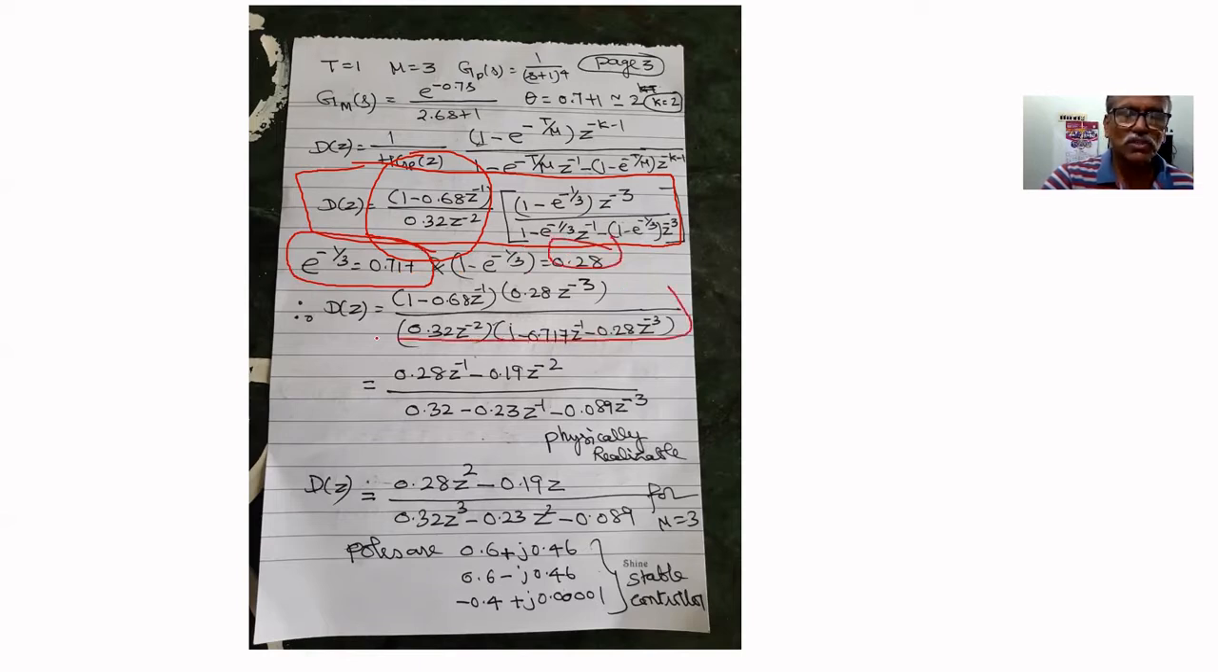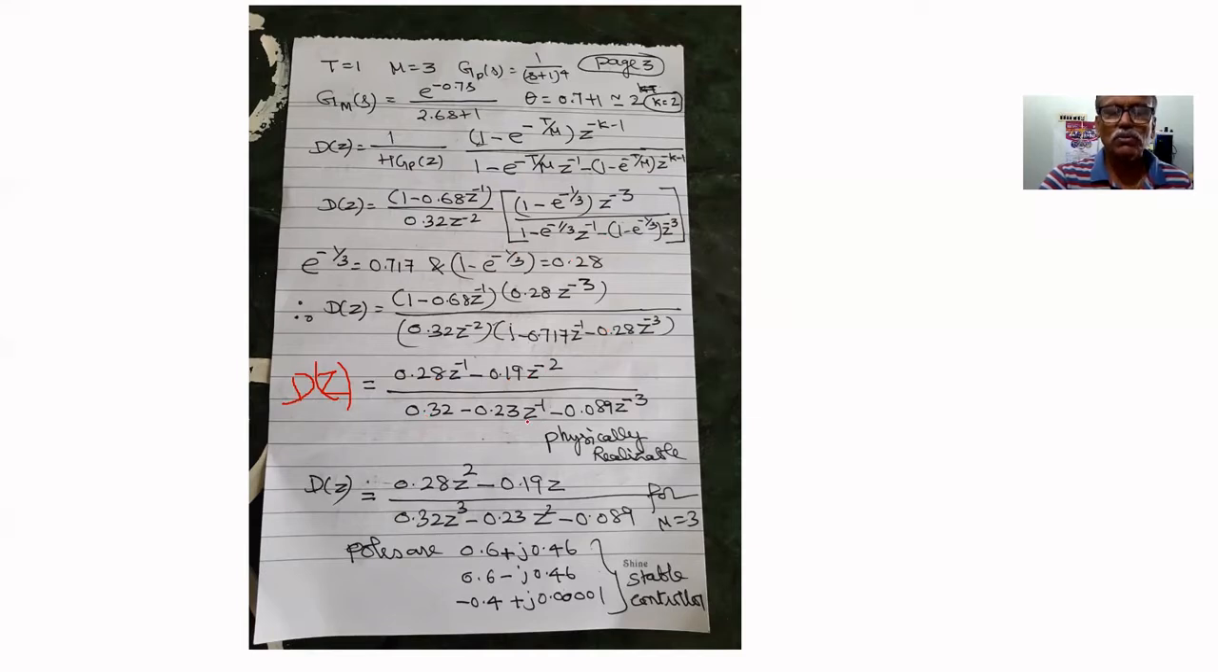Substitute all these values, you got D of z. So that is D of z, that is the digital controller, equal to 0.28 z power minus 1 minus 0.19 z power minus 2 upon 0.32 minus 0.23 z power minus 1 minus 0.089 z power minus 3. Here we have to check whether it is physically realizable or not. For that, the denominator must contain a constant term. Like that, you have to adjust.